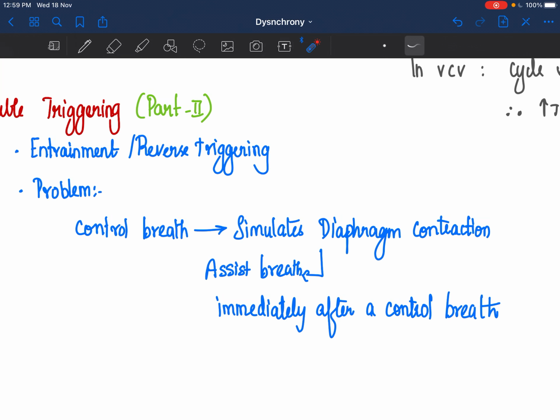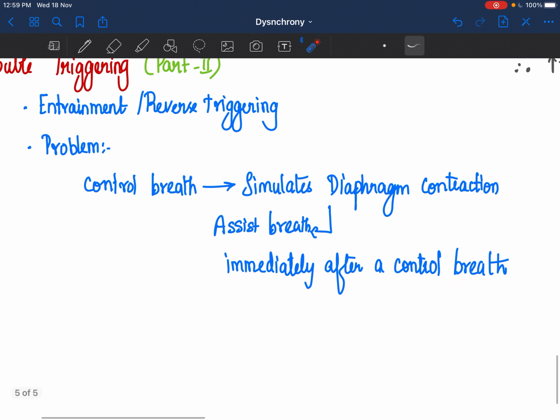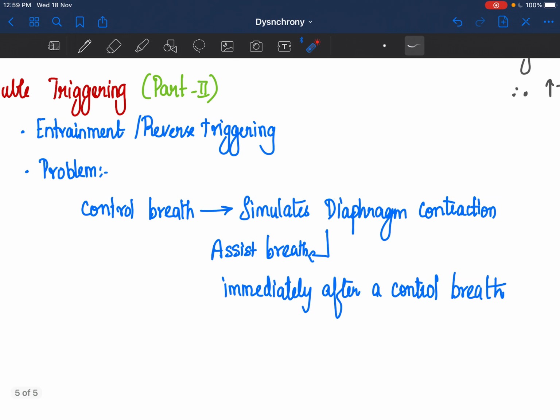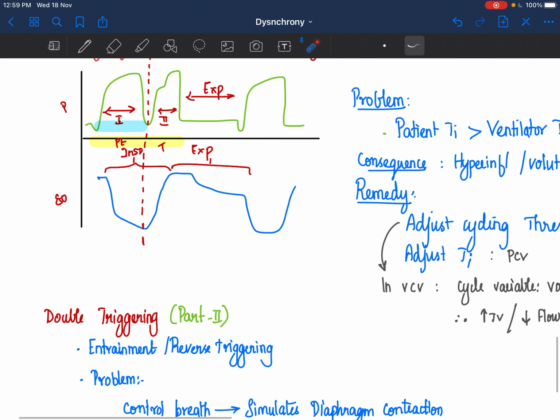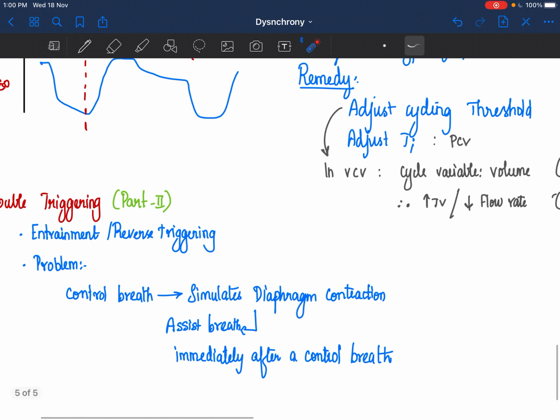Entrainment is where a ventilator driven breath or a control breath simulates that of diaphragmatic contraction, resulting in triggering an assist breath immediately after a control breath. That will again look like this, but the only thing is you will be able to see the control breath followed by an assist breath, because the first one is a control breath, whereas in the previous one it's probably both are triggered. So whatever may be the underlying reason, you need to give more inspiratory time to the patient.